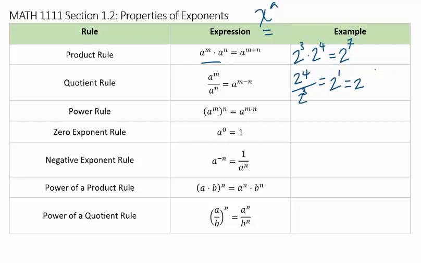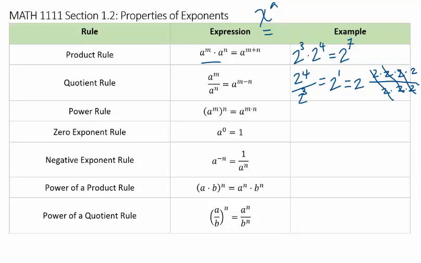Okay, now the reason behind this, if we did expand this power, so 2 times 2 times 2 times 2 is the same thing as 2 to the fourth, and then 2 times 2 times 2 is the same thing as 2 to the third, and we see how many of these factors cancel out. We're left with only one 2 in the numerator.